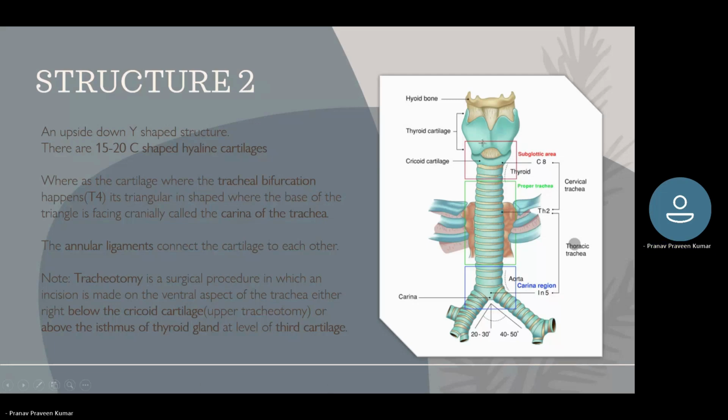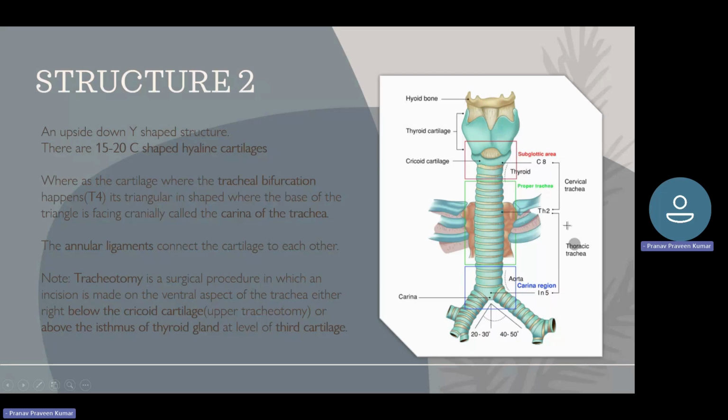As you can notice from this picture, the right bronchus is present at a steeper angle than the left one, as the deviation from the perpendicular axis is 20 to 30 degrees for the right one, whereas the left one is 40 to 50. So if an object were to fall into the trachea, it would most likely go into the right primary bronchus.